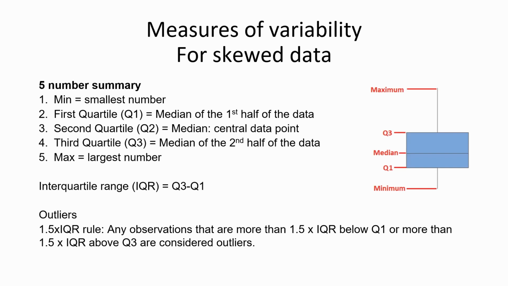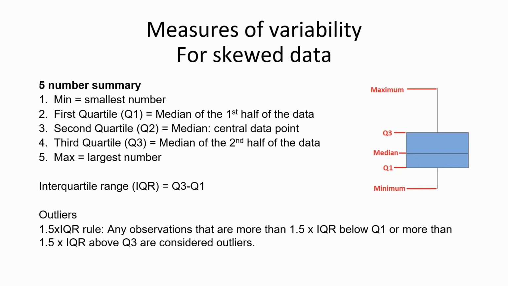We know this. 2, the first quartile. That's the median of the first half of the data. A little bit more vague, but we'll get that. The second quartile, or Q2, is the median. Again, the central data point. Line them up from small to big. Take that middle one. The third quartile is the median of the second half of the data.